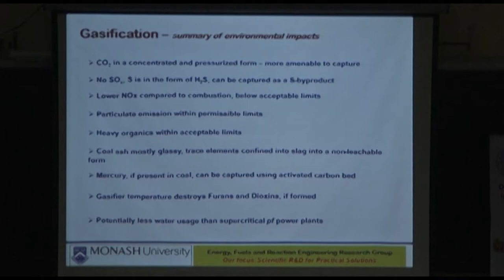get the carbon dioxide in a concentrated form, in a pressurized form, if you run the gasifier at higher pressure. And being available in concentrated and pressurized form makes the CO2 more amenable to capture. SOx is not present. Sulfur is in the form of predominantly hydrogen sulfide, to some extent carbonyl sulfide, COS, and therefore this can be captured as a sulfur byproduct. So technically you can get elemental sulfur through the gasification route.